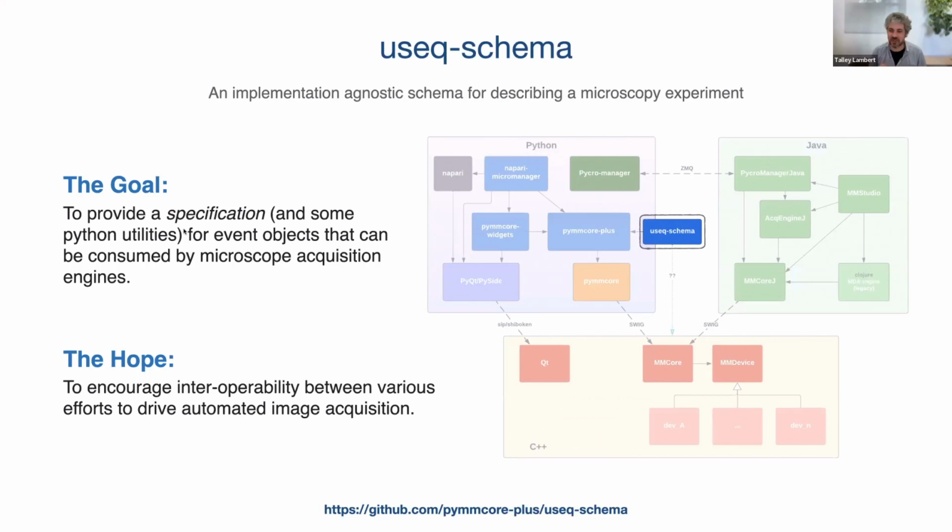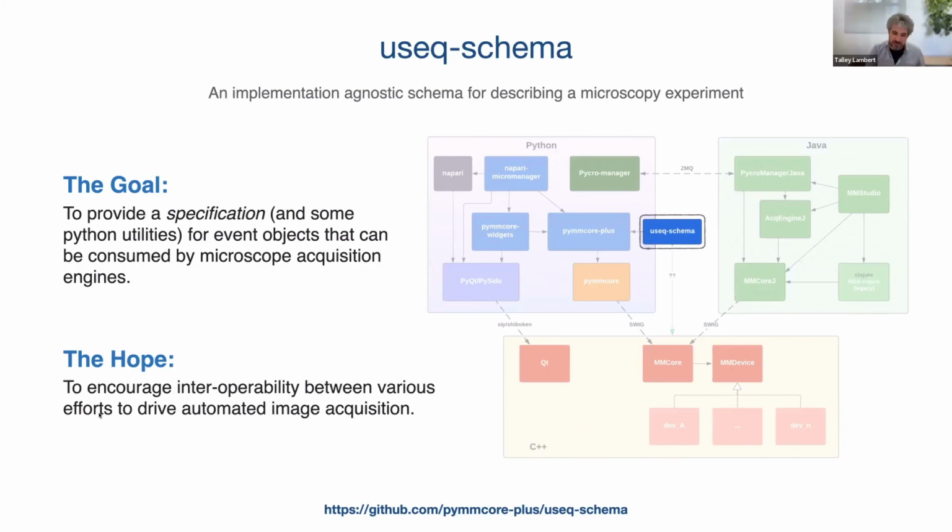Obviously, the first implementation is a Micromanager-based implementation, but as we were looking at what MM Studio did in the Java world and what Micromanager was beginning to do or is doing in Engine J, everybody makes their own internal event object, and they're all very similar. And I just wanted to step back and say, let's define what this thing is. And by doing so, the hope is to encourage interoperability between various efforts.